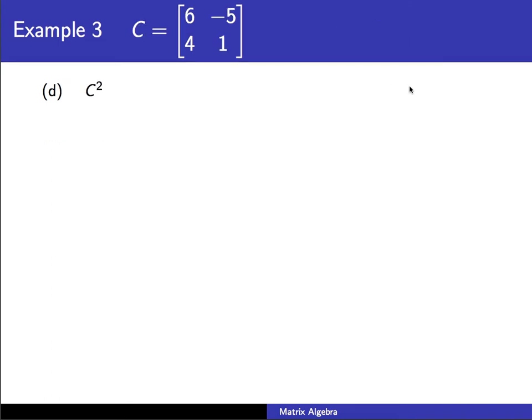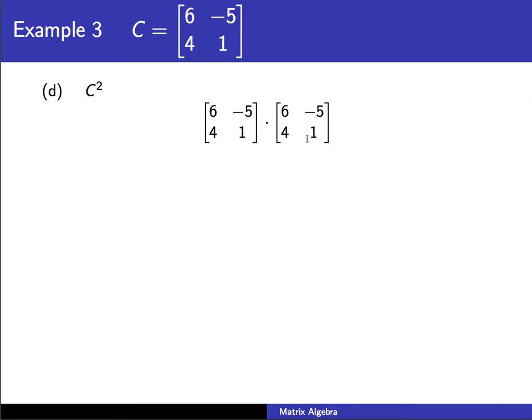All right, part D, we have C squared. So when we square a matrix, much like when we square anything, that means we're multiplying it by itself. So resist the temptation to square each of the numbers in C. You don't want to do that. So instead, just multiply it by itself.